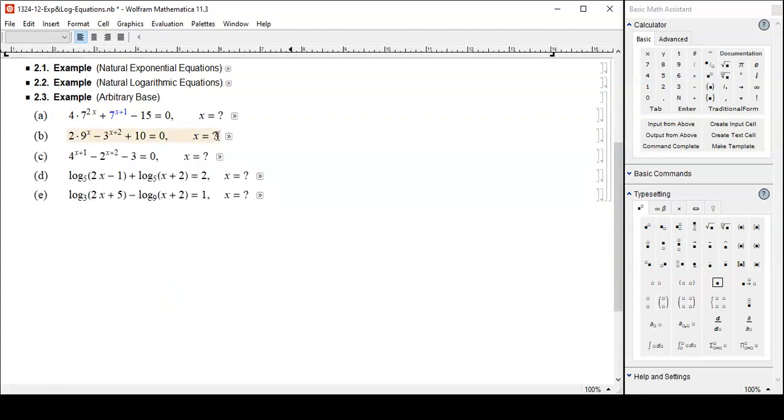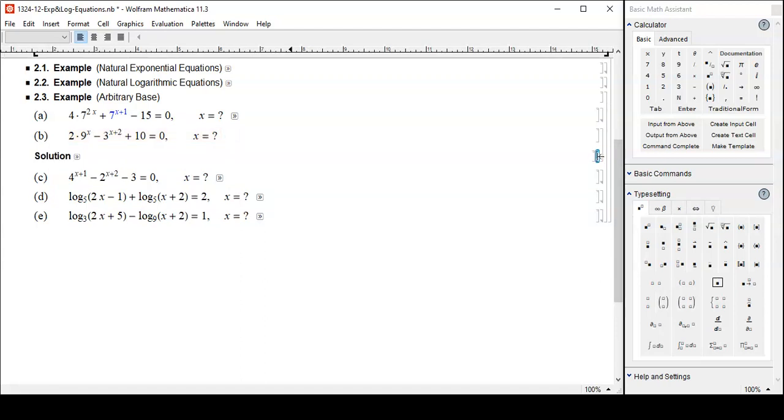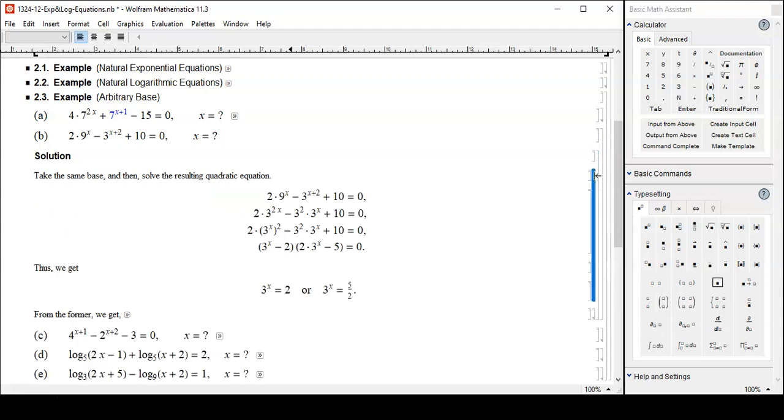How about the next problem? We have something similar. 9 to the x power. 9 is 3 squared, so that's going to be quadratic. And then 3 to the x plus 2 power. And plus 2 will become a part of this coefficient. Second power is 9, so that's what you're going to get. This one, which I just highlighted in red, is becoming like this.